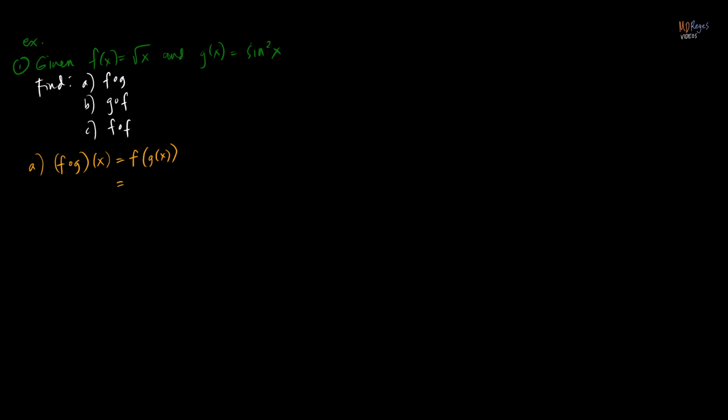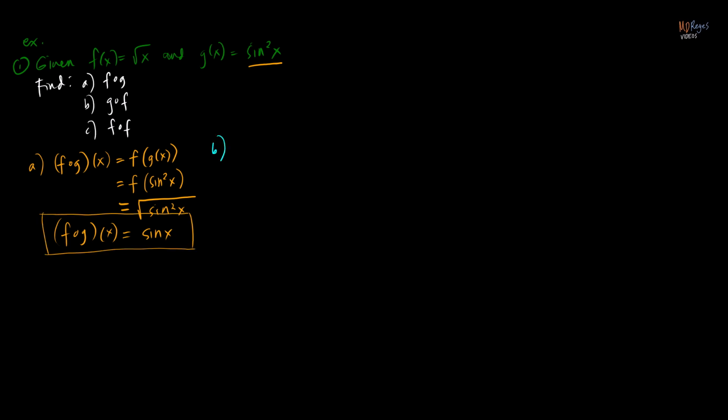But what is g of x equal to? It's equal to sine squared x over here. So let's write g of x as sine squared x. Now we apply sine squared x to function f. So in the function f, instead of writing x, we write sine squared x. So we'll have the square root of sine squared x. Simplifying our answer, square root of sine squared x is simply sine x. So this is f circle g of x.